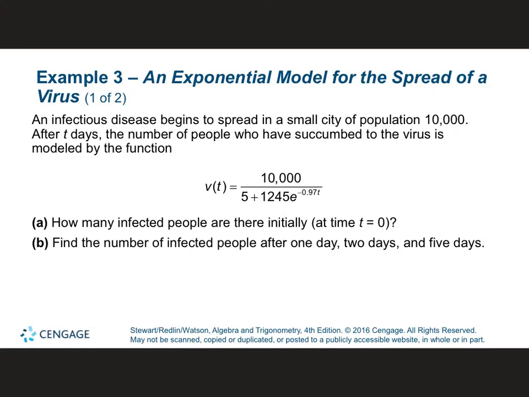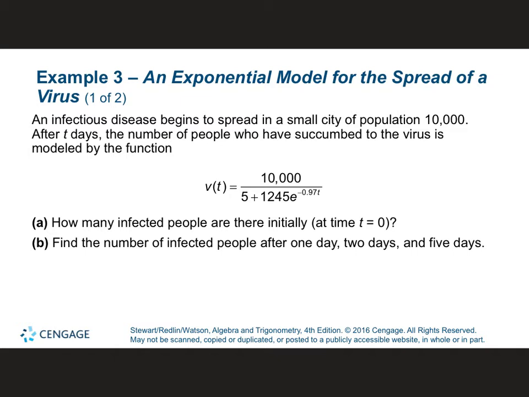For the next part of our lesson, we're working with a formula that involves e. It tells us that an infectious disease begins to spread in a small city of a population of 1,000. After t days, the number of people who have succumbed to the virus is modeled by the function V of t is equal to 10,000 all over 5 plus 1,245 times e to the power of 0.97 times t.